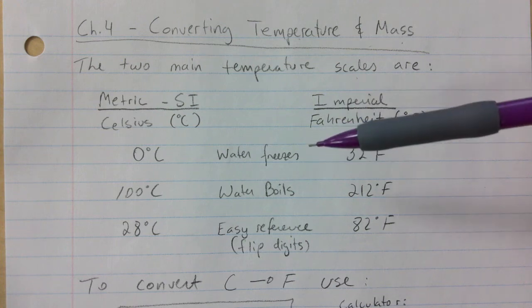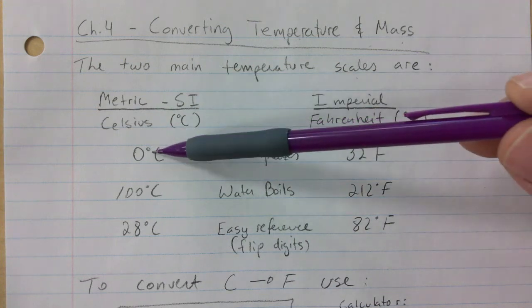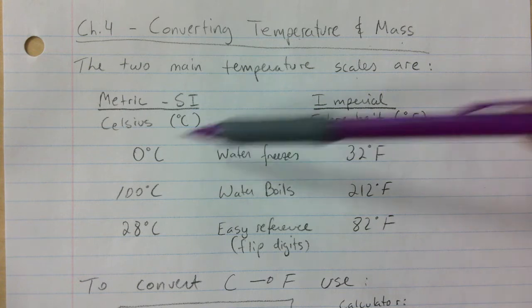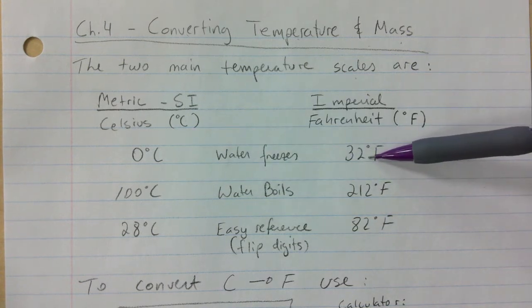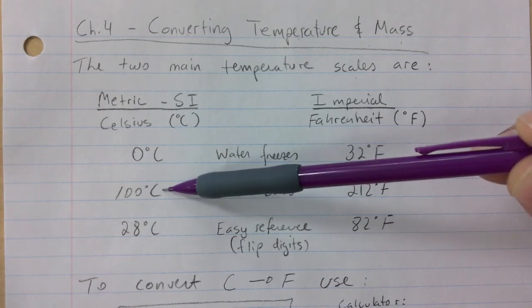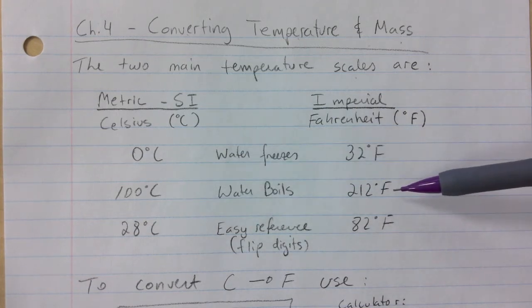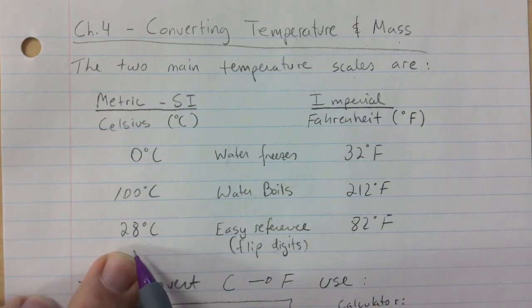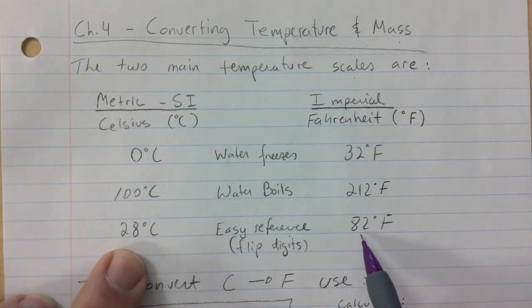Okay, so a couple of references, right? Water freezes at 0 Celsius. That is 32 Fahrenheit. That's the equivalent. Okay. Water boils at 100 Celsius. That is 212 Fahrenheit. And this one, I always memorize this one. I remember this from high school.